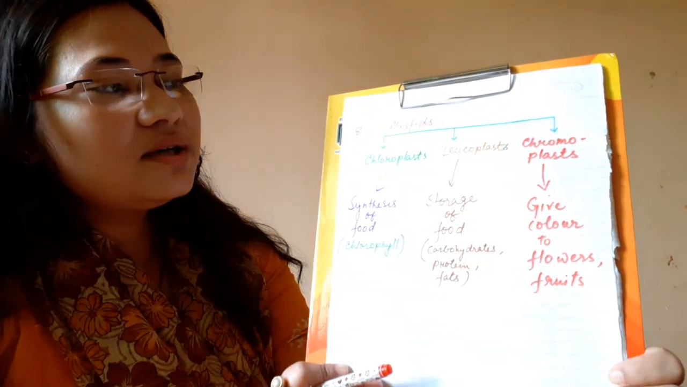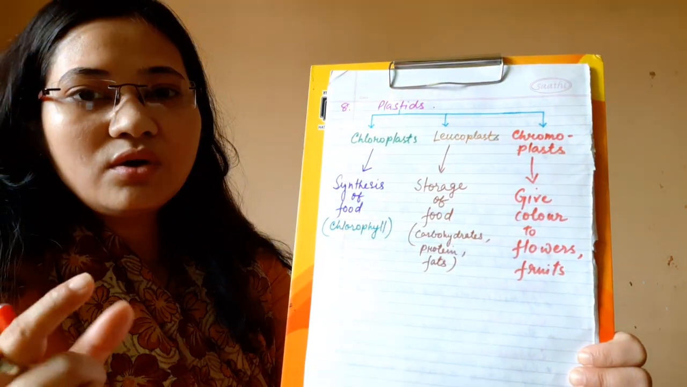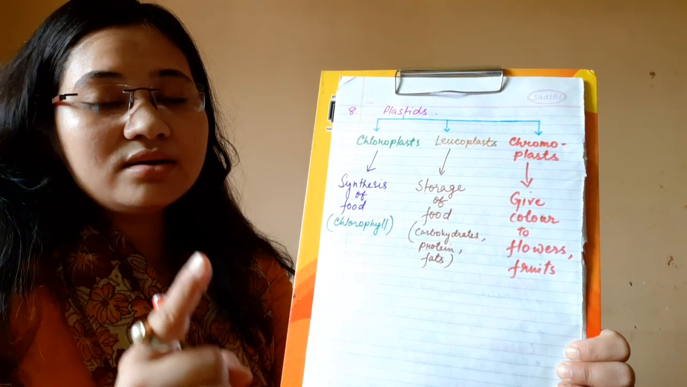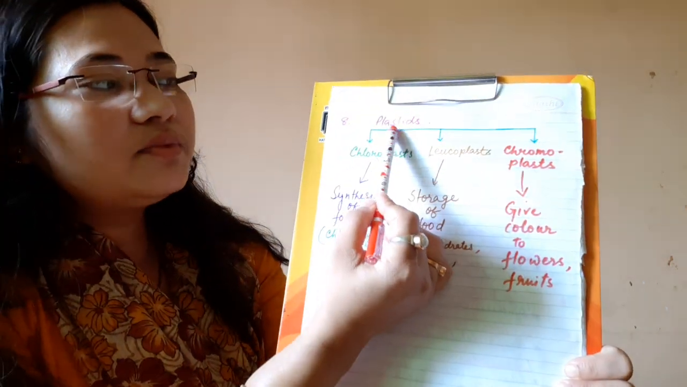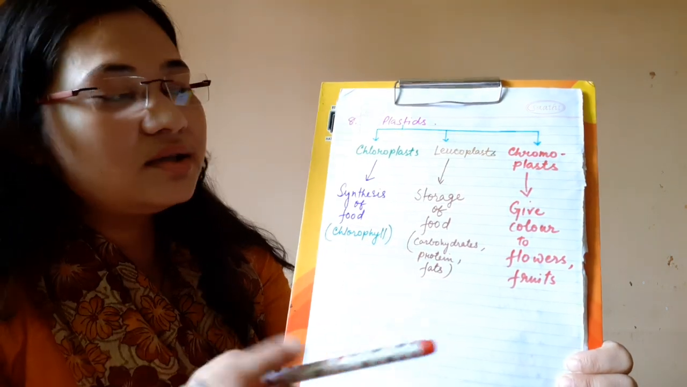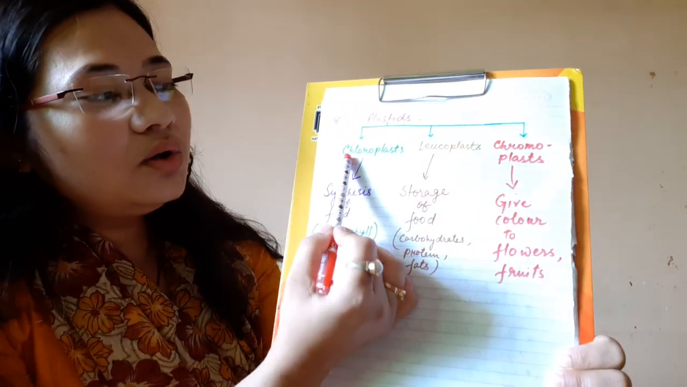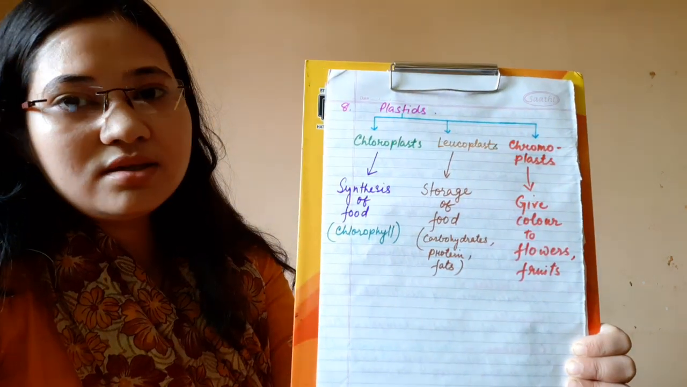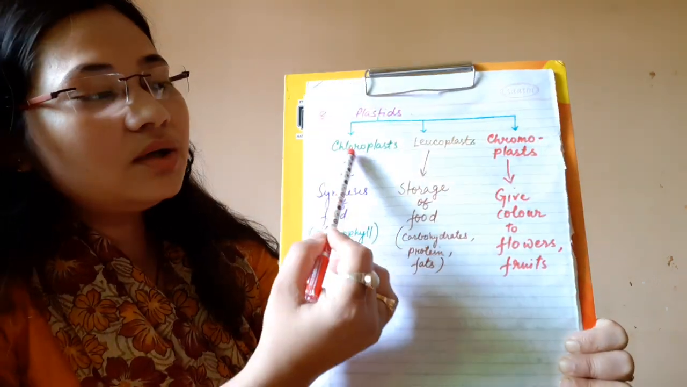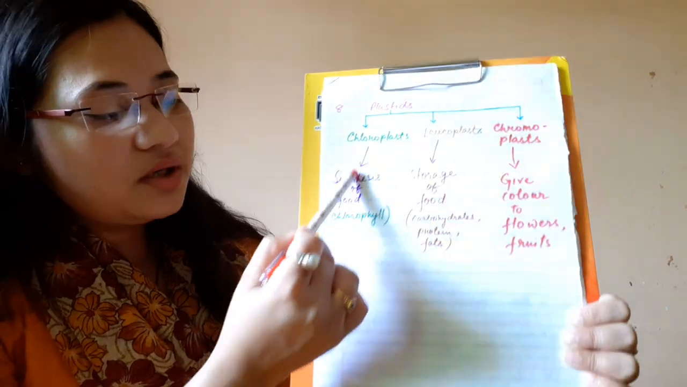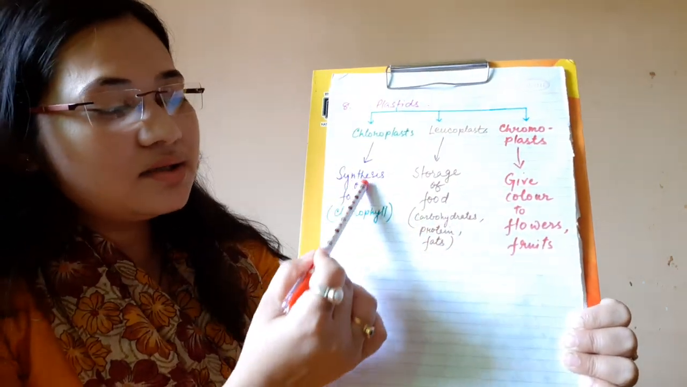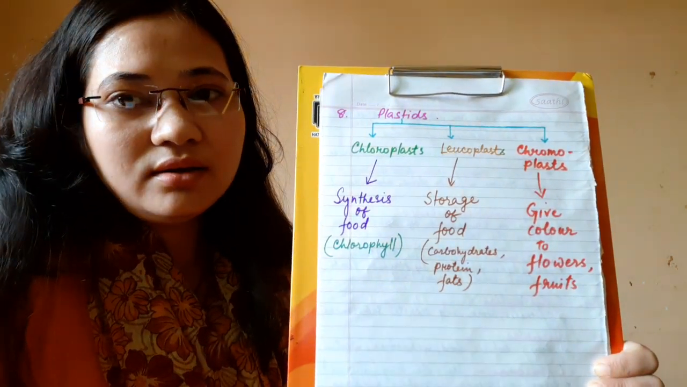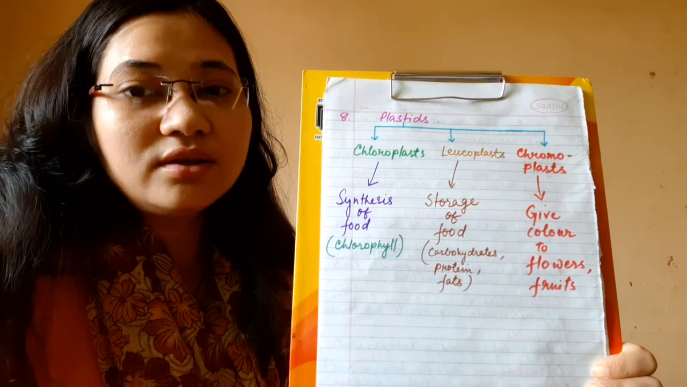Now in our next topic we will see the last cell organelle, that is plastids. Just now you have seen some discoidal or elongated sac-like structures which are present only in case of plant cells. So these plastids are present only in plant cells. There are three types: chloroplast, leucoplast and chromoplast. Chloroplast means green in color because they have chlorophyll. So chloroplasts contain chlorophyll, they are green in color, and they help in synthesis of food, that is photosynthesis.